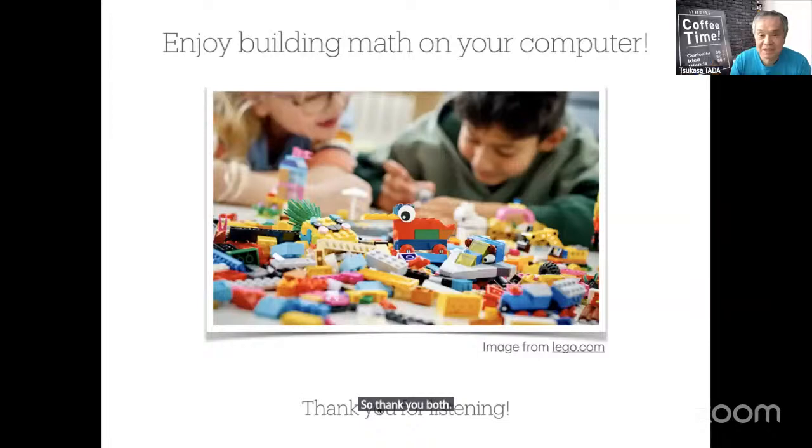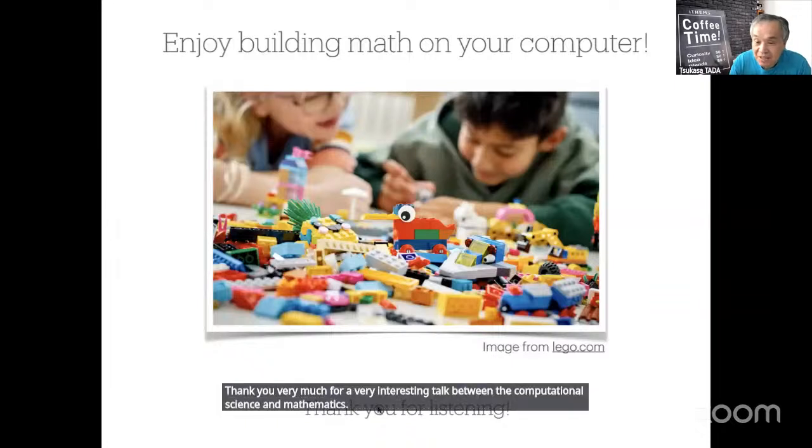Thank you very much, Sano-san, for a very interesting talk between computational science and mathematics. Okay, any questions?